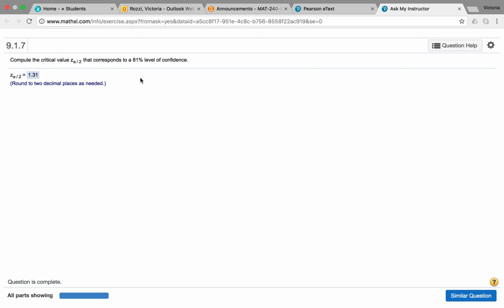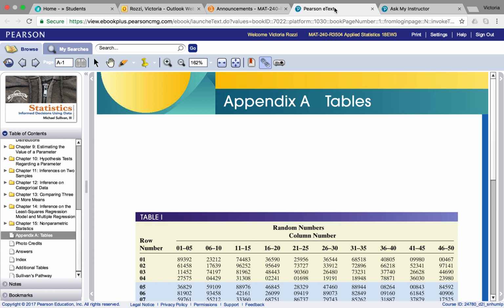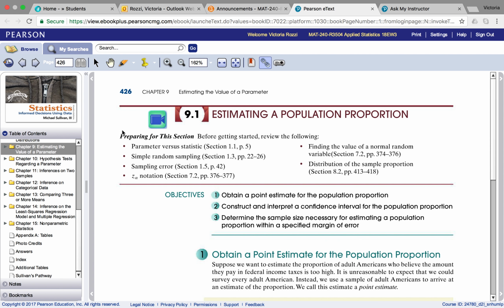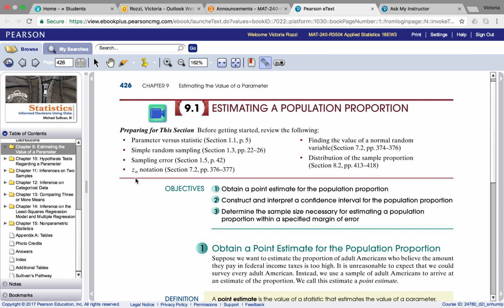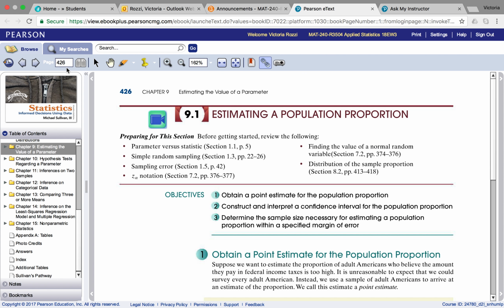So you asked about where in the text to find this. Since this is section 9.1, we'd want to go to 9.1 in the e-text. If you go to the Pearson e-text, which you can also access from Brightspace, go to the learning modules, then go to MyStatLab, and towards the bottom of that menu, you'll see the Pearson e-text. We can go right to chapter 9, and 9.1 is estimating a population parameter. This is obtaining a point estimate, which is basically the percentage of the sample.